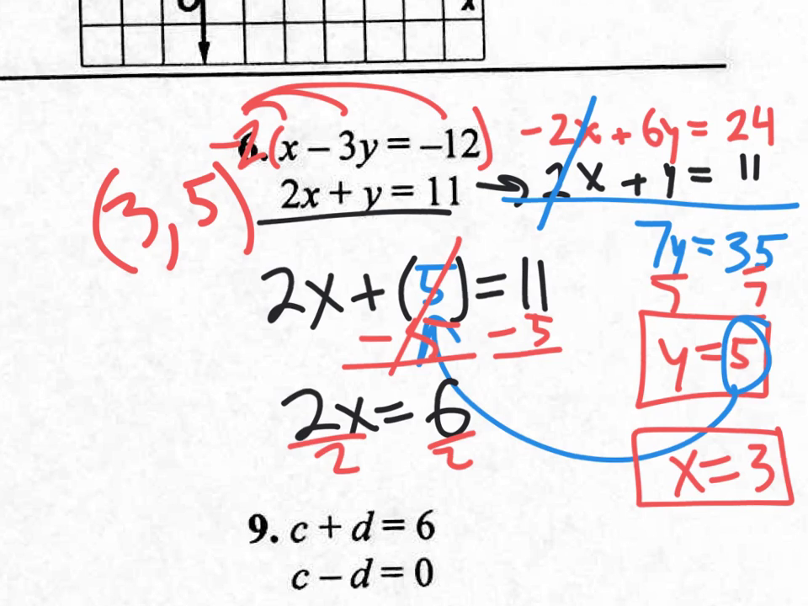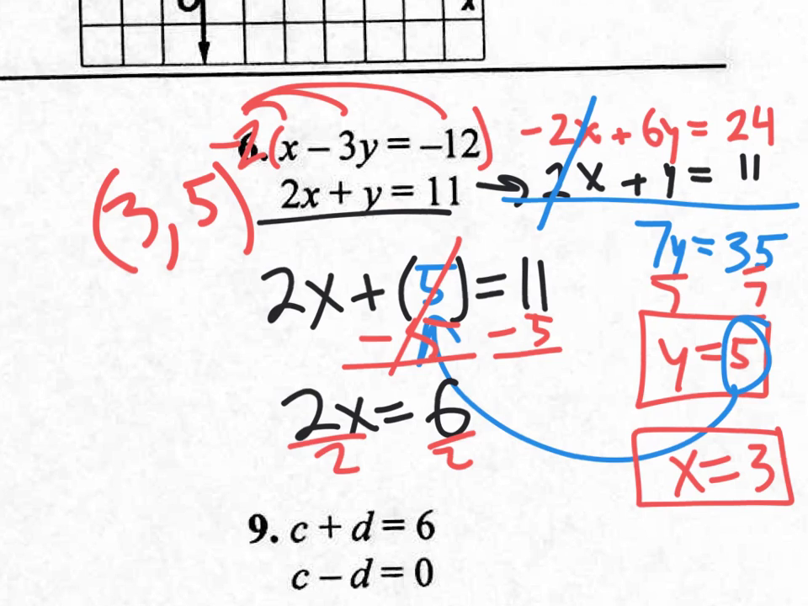Again, what does this mean visually? It means that if you were to graph the top equation, you would get a line. Graph the bottom equation, you would get a line. And both lines would share the point 3, 5. In other words, both lines would intersect at the coordinate 3, 5.